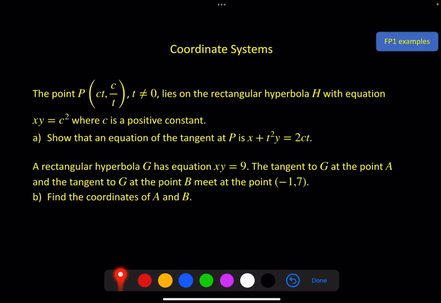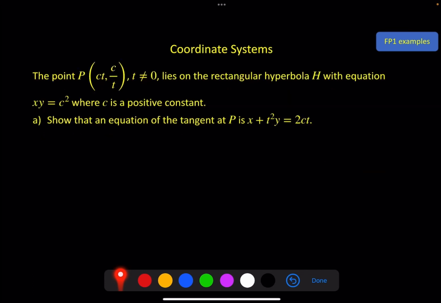Final example in this chapter, we have the point P with parametric equations of a rectangular hyperbola, where t is not 0, obviously, lies on a rectangular hyperbola, H, with equation this, where c is a positive constant. So again, we're doing this very generally. Show that an equation of the tangent at P is this. Then we have a second part, but I'll do a first.